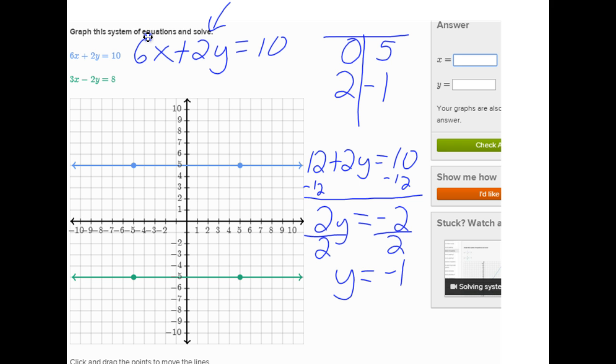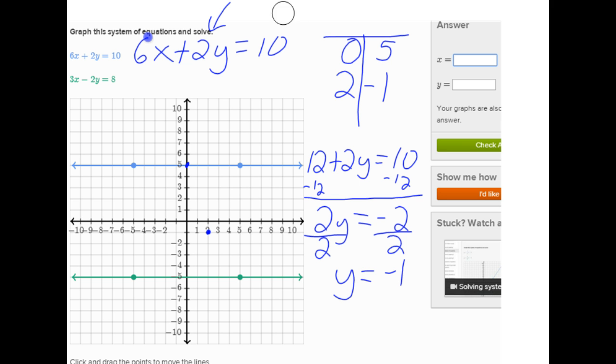That is our blue line. From there, you would graph the blue line at 0, 5 here, and at 2, negative 1 there. And obviously when you're doing this live on Khan Academy, it moves your line and you have your line drawn.